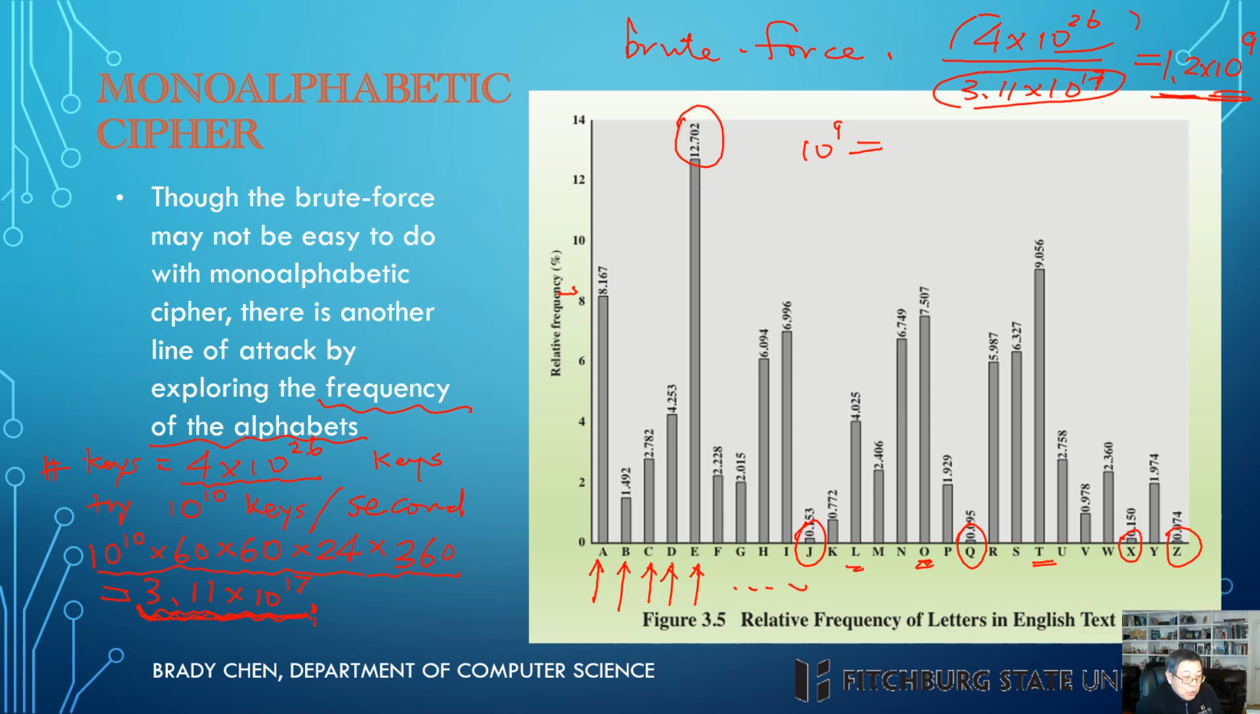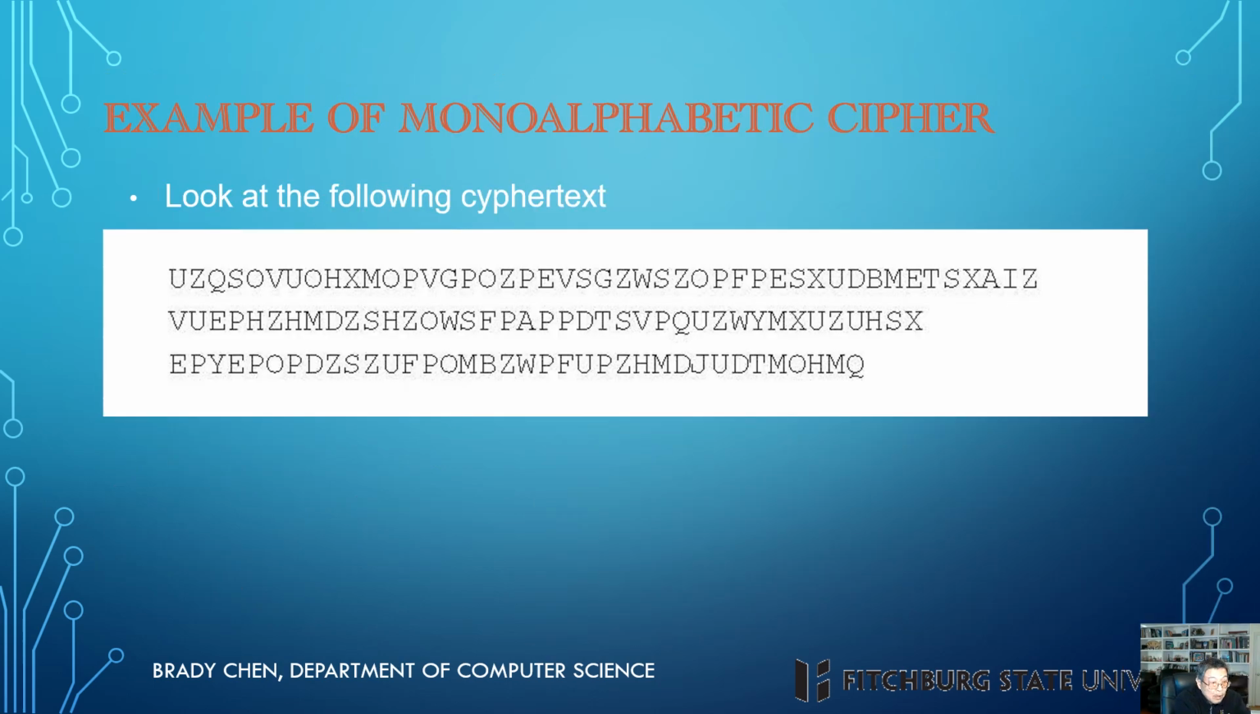Now, how can we use this frequency of the alphabet to crack the monoalphabetic cipher? Let's take a look at the following ciphertext. The first letters are U, Z, Q. That's a ciphertext. We cannot use the brute force attack, remember the brute force attack is not realistic, and it's not a Caesar cipher, because every letter is shifted a different number of positions, right? So we cannot use brute force here.